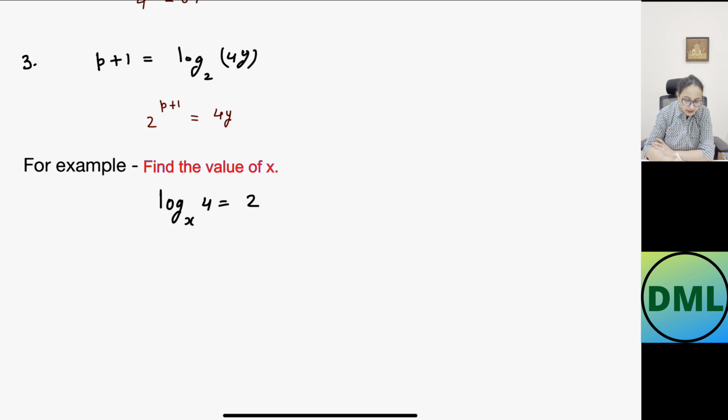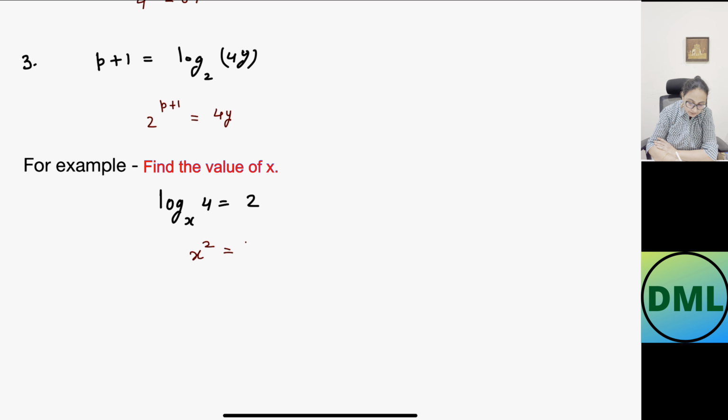Log x of 4 is equal to 2. You need to solve for the value of x here. You need to get the answer for x from here. This is in the logarithmic form. Can we write this in the index form? This is the base here. So x to the power 2 is equal to 4. That's how we can write it down in the index form. x to the power 2 is equal to 4.